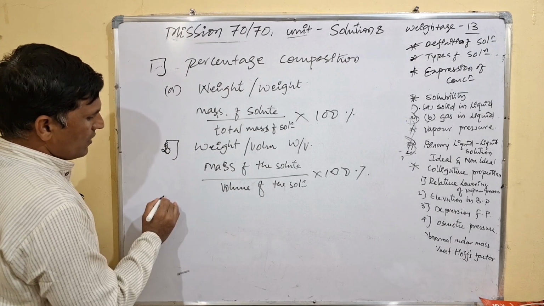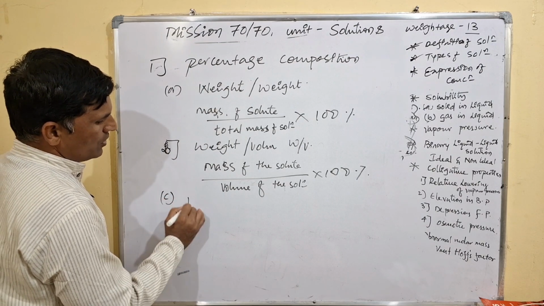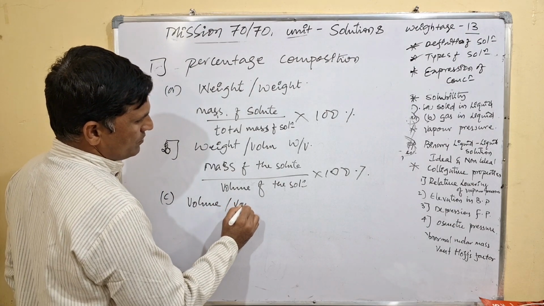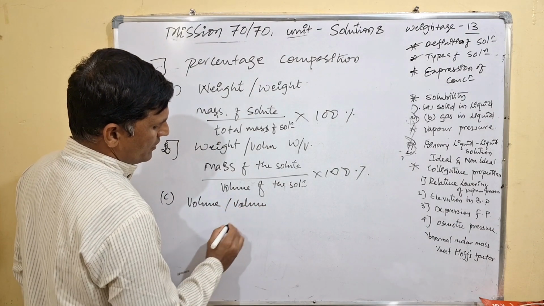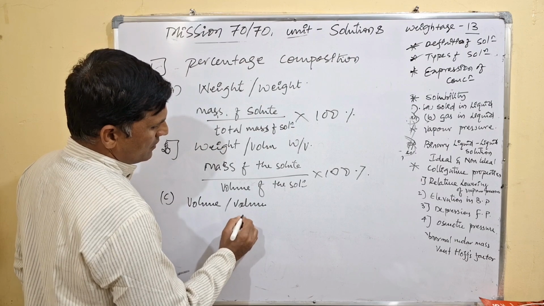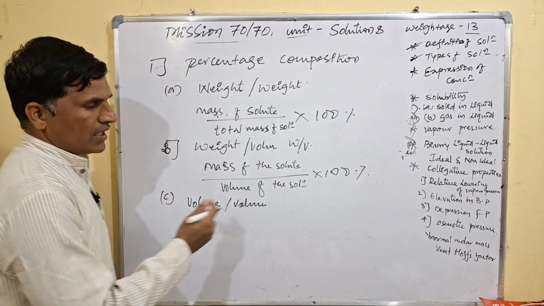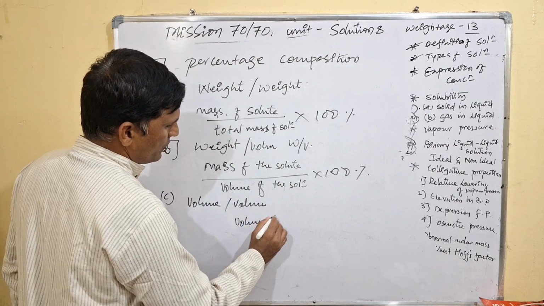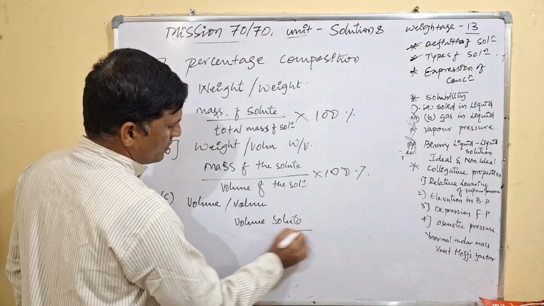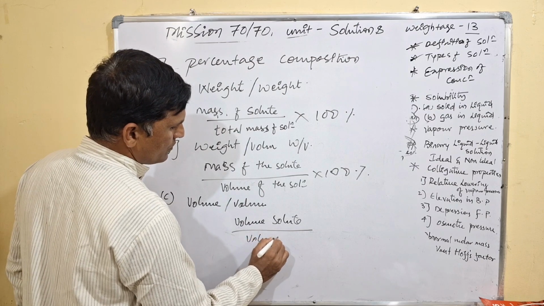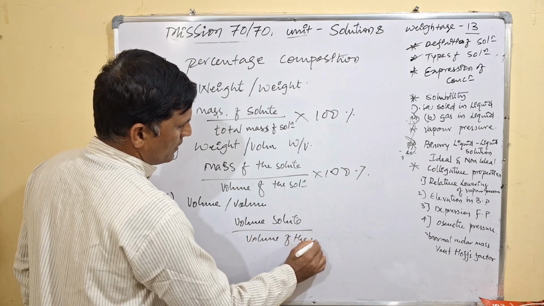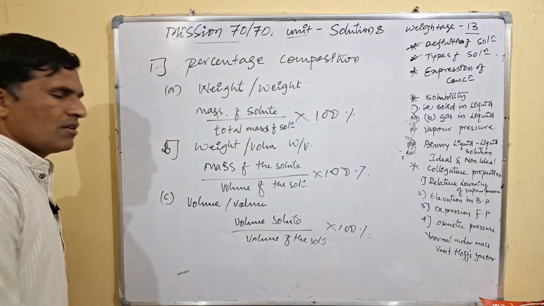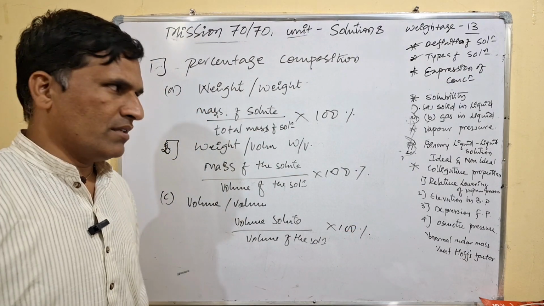Similarly, the last one we express in terms of volume by volume. Generally, if both are liquids, then we express this one. The volume of solute to the total volume of the solution into 100% we call the volume by volume expression.